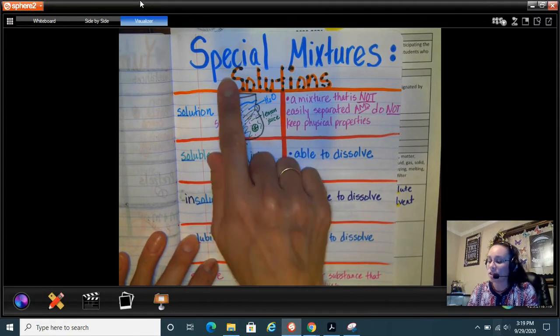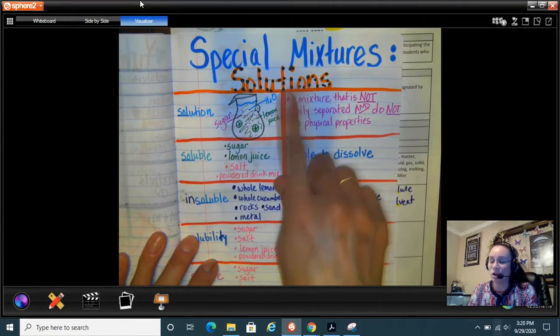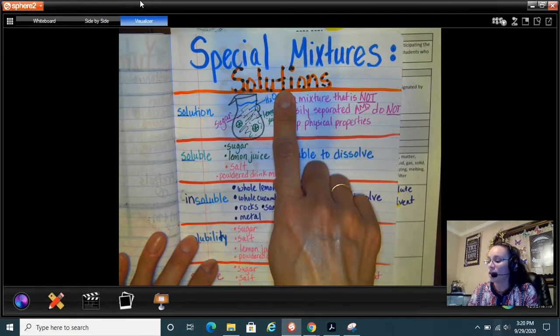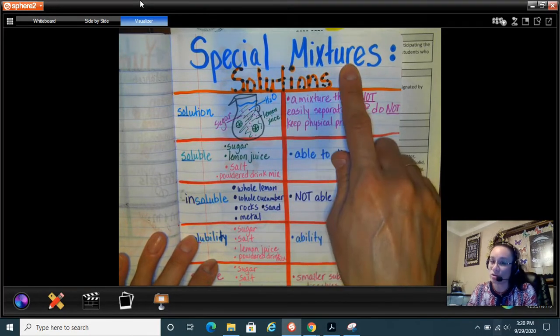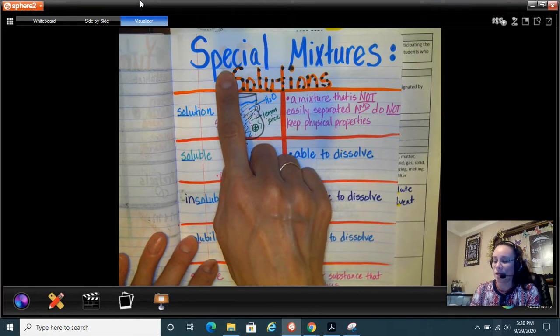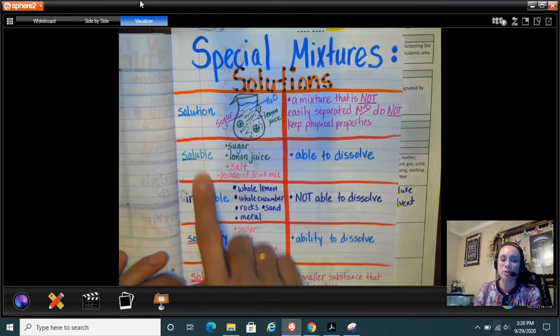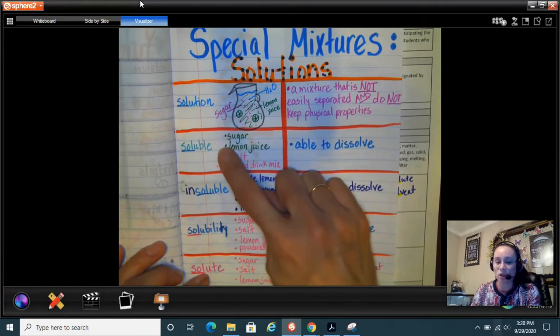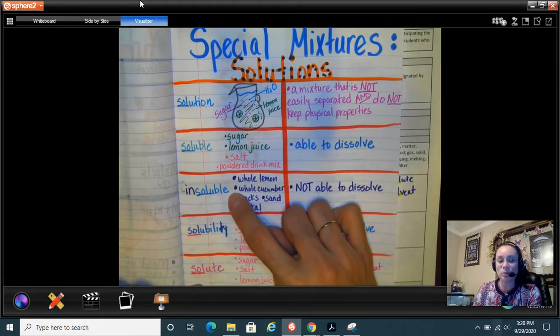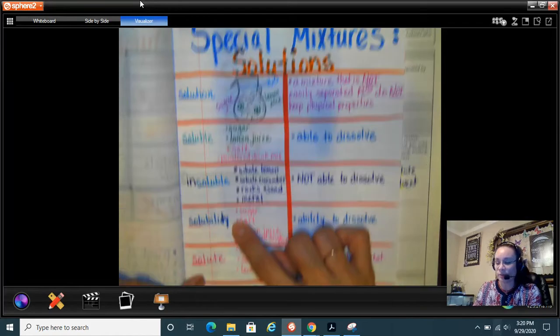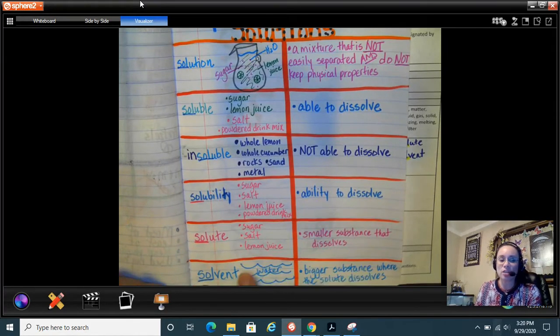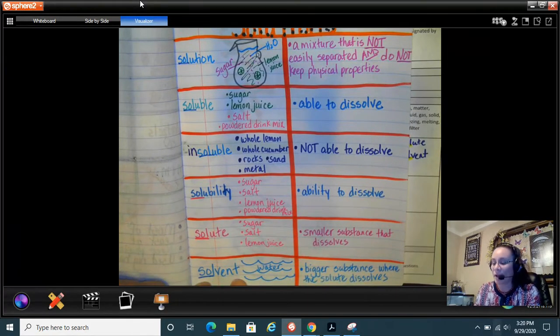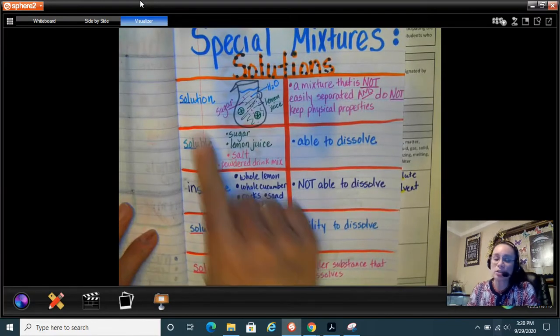Okay, I have special mixtures. We call them solutions. Okay, so a solution is a mixture, it's just very special. Okay, so here I have my vocabulary words for this week. So I have solution, soluble, insoluble, solubility, solute, and solvent. Okay, let's look at the first word, solution.